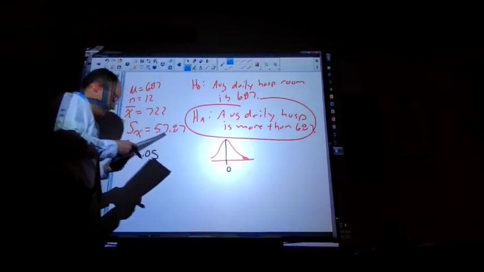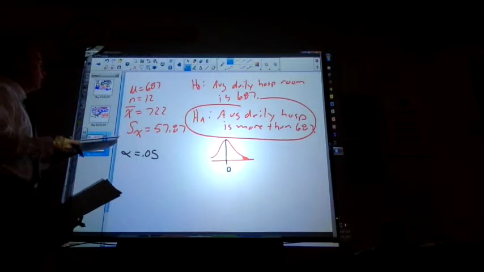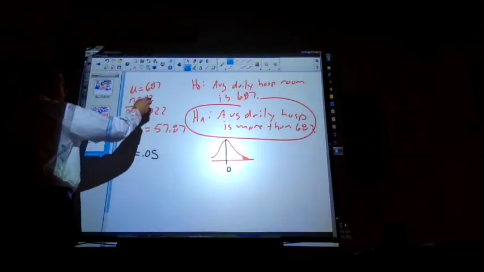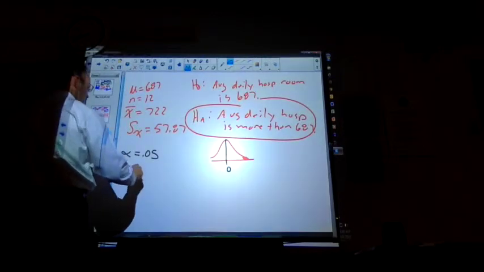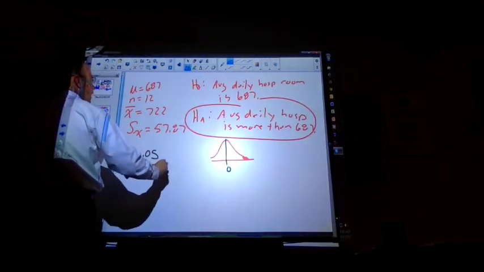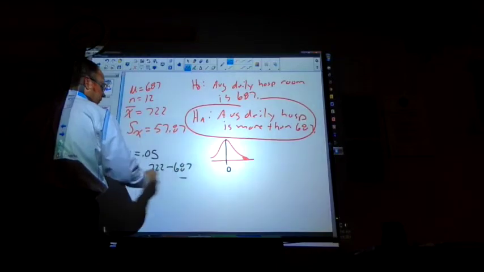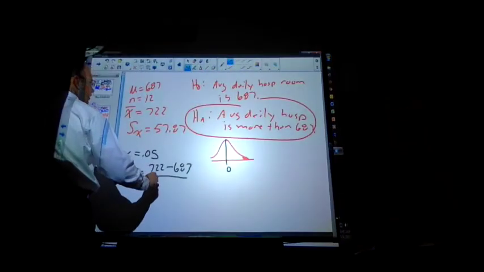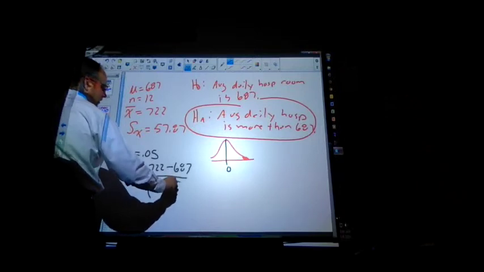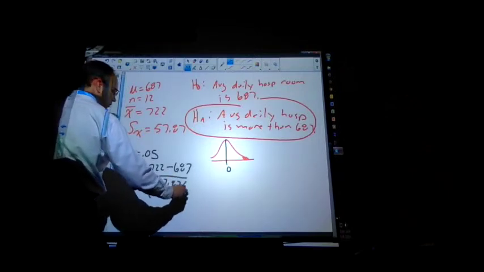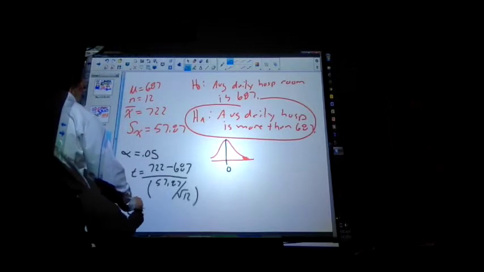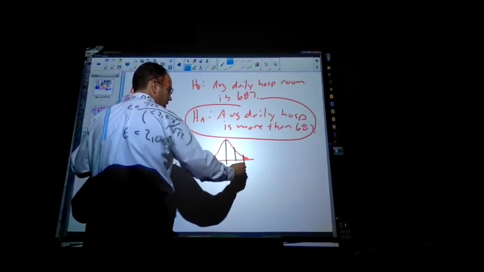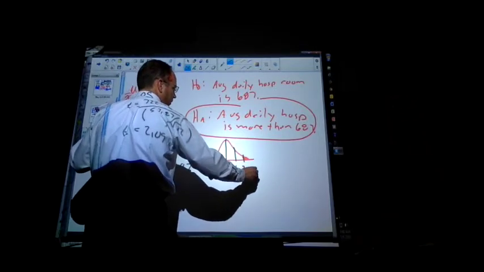All right, sketch the normal. A t-score is going to be used, obviously, because we don't have the population standard deviation. So t equals our sample average minus our hypothesized average, over 57.87, our standard deviation, over the square root of 12. Do that math and it is 2.095.